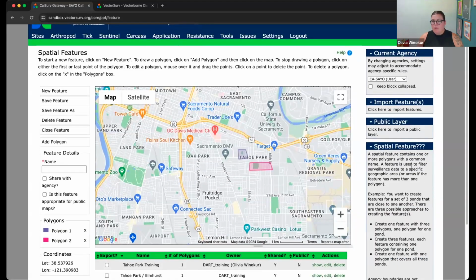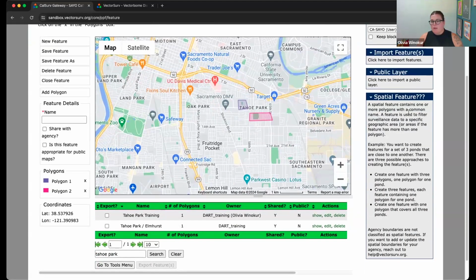If you need some information on spatial features, this dropdown will tell you a bit about spatial features.